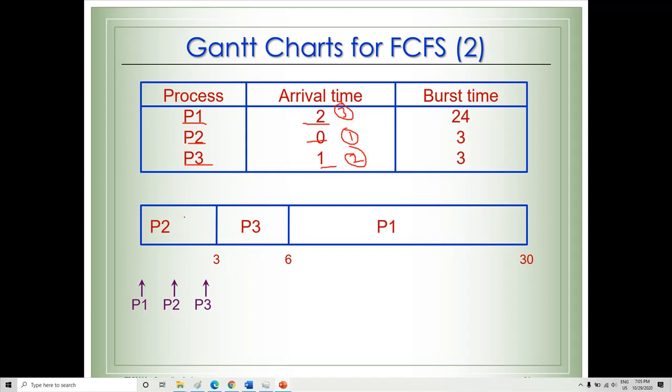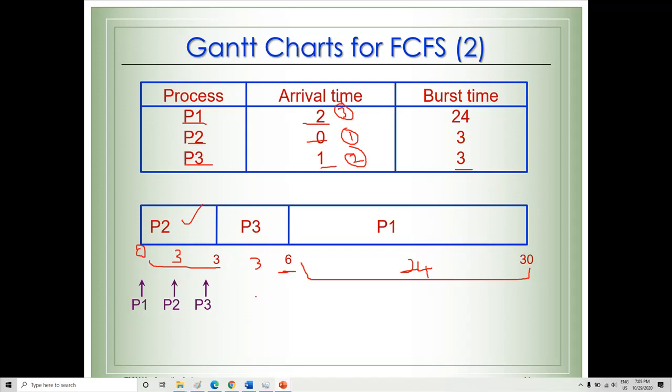So process 2 gets the CPU first, at 0 millisecond, and it can hold the CPU until 3 millisecond. Then process 3 gets the CPU at 3 millisecond and it can hold the CPU for its full burst time of 3 millisecond. And finally P1, since its arrival time is 2, it comes late, it is getting the CPU at 6 millisecond and it can hold the CPU for 24 millisecond. This is the Gantt chart.